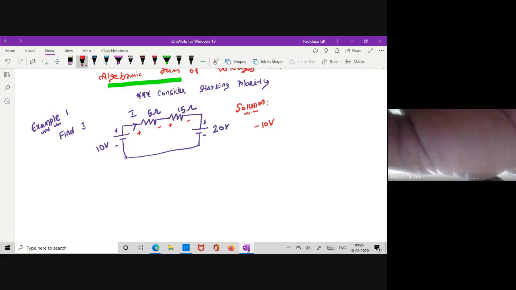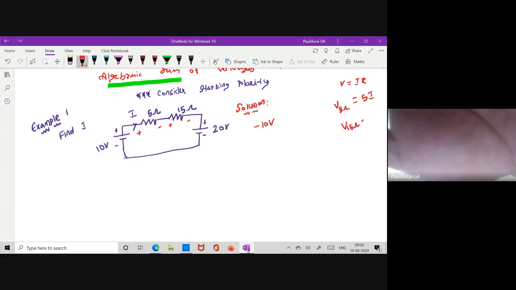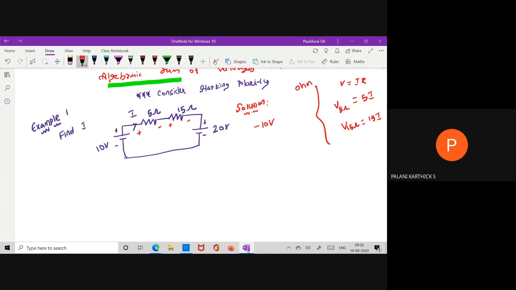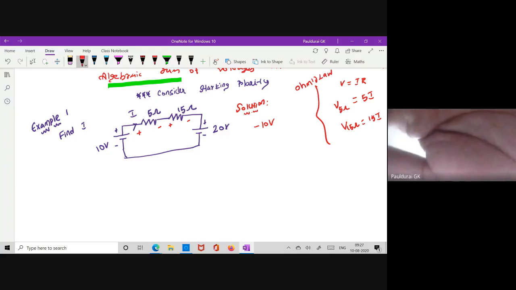What is the voltage across 5 ohm? We know Ohm's law, V equal to I times R. I want to find the unknown current I, so keep I as it is. What's the value of R? 5. So the voltage across 5 ohm is 5I. Similarly, the voltage across 15 ohm is 15I. Any doubt in this? This is from Ohm's law. A simple application of Ohm's law and KVL will give you the current.